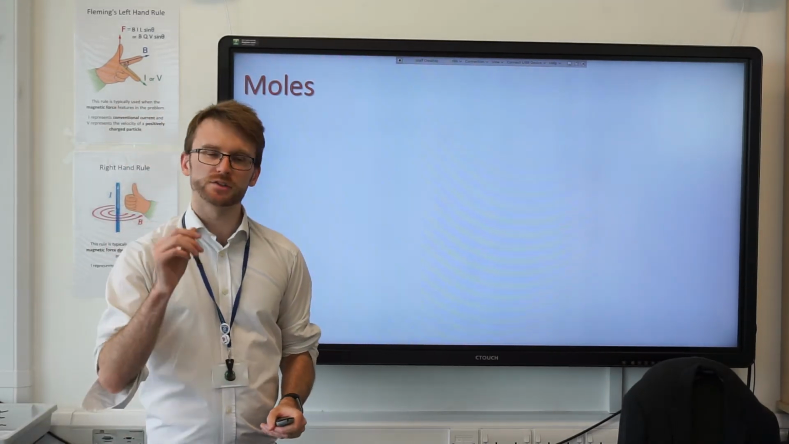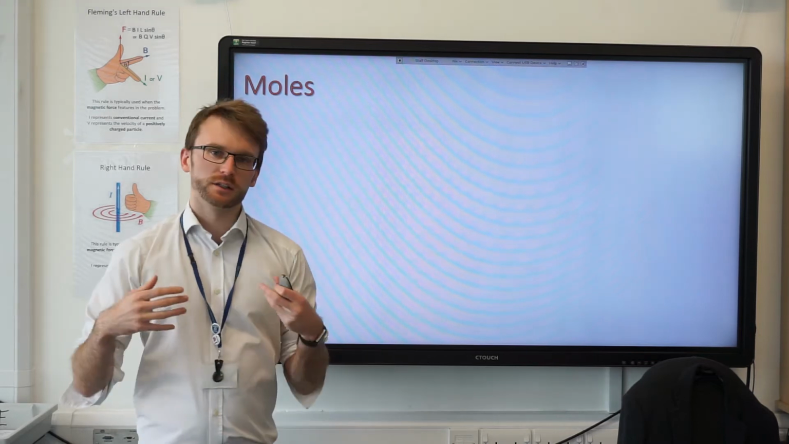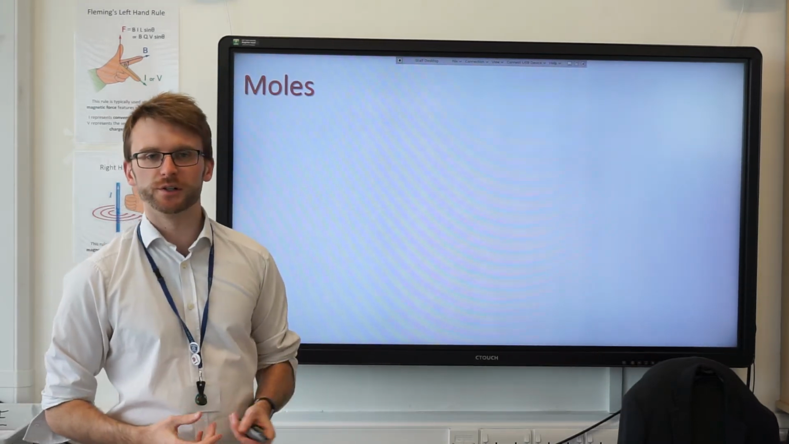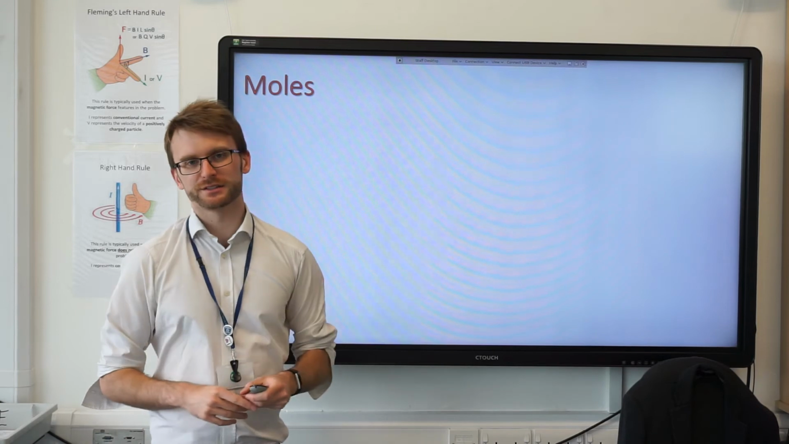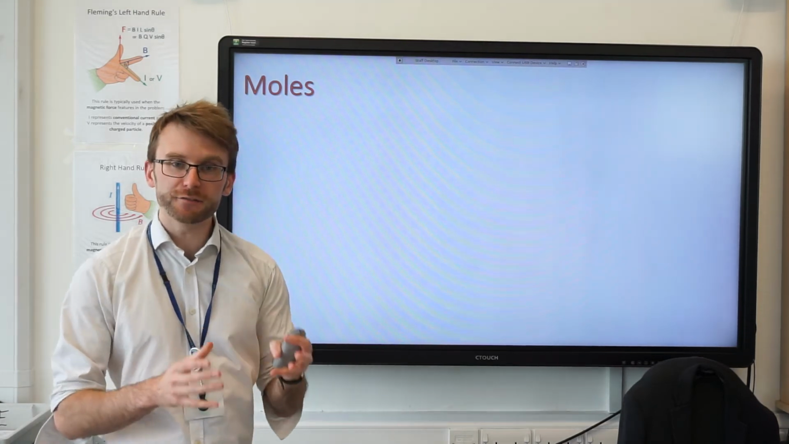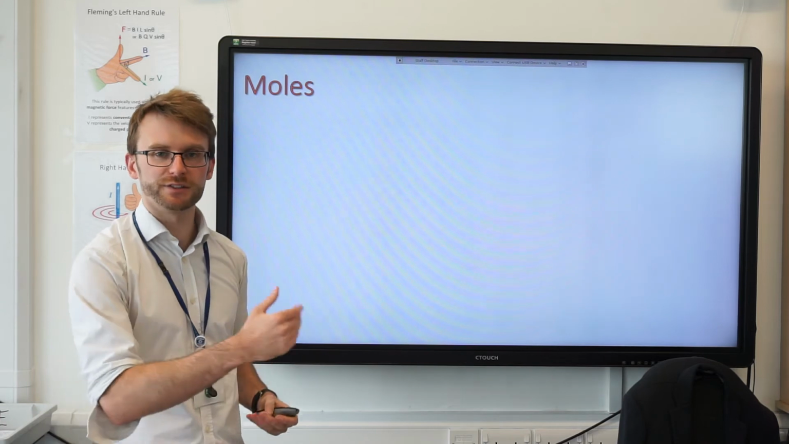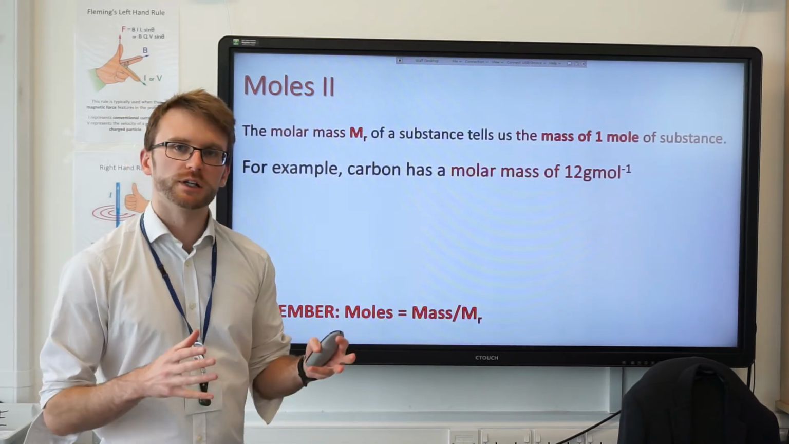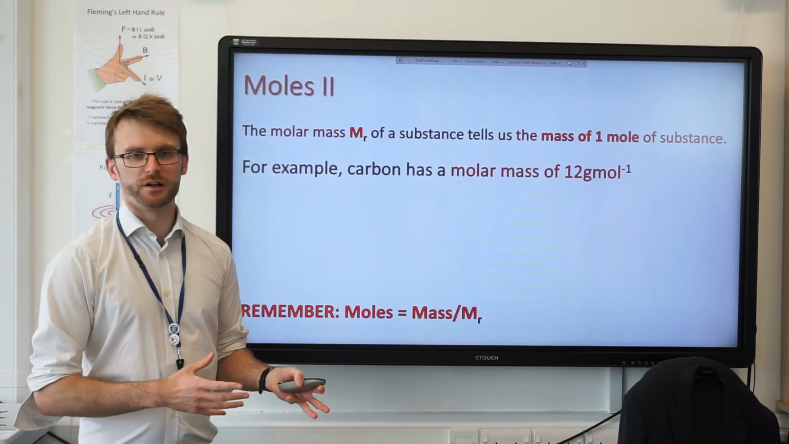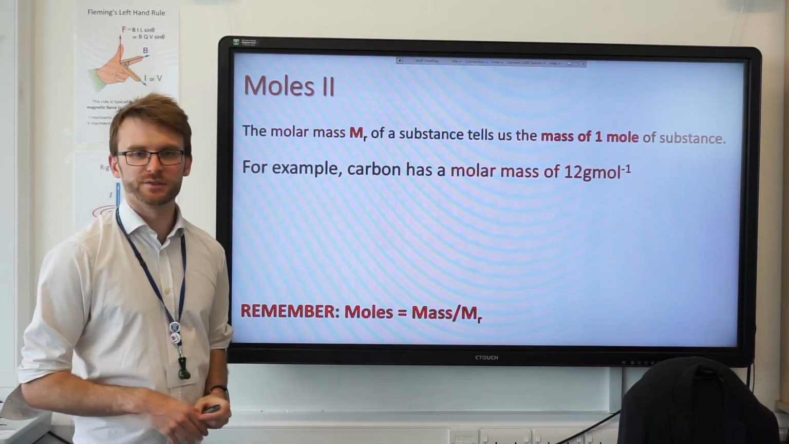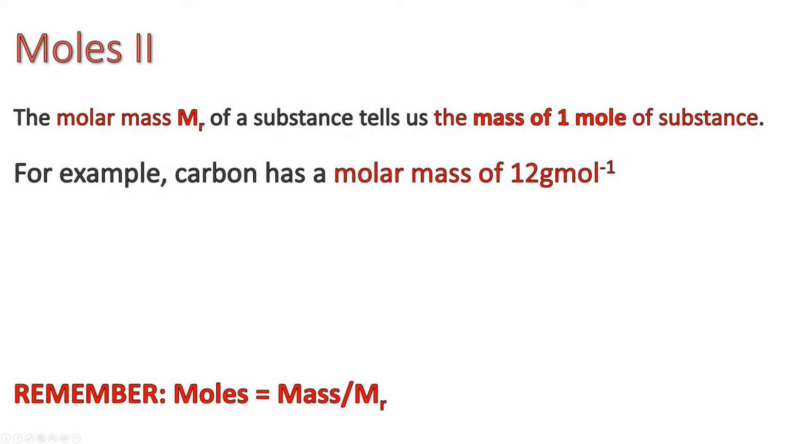Well, there's one extra tiny thing to do with moles. You might notice that in Boyle's law and Charles' law, they actually talk about a fixed mass of gas. The fact that the mass of gas is different is incorporated using this feature. We talk about molar mass, known as MR. It's quite simple. The molar mass tells us the mass of 1 mole. The molar mass is simply the answer to the question, how much does 1 mole of this gas weigh? For example, carbon by definition has a molar mass of 12 grams per mole.